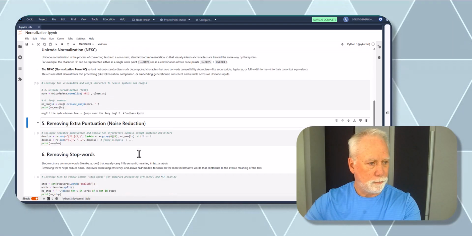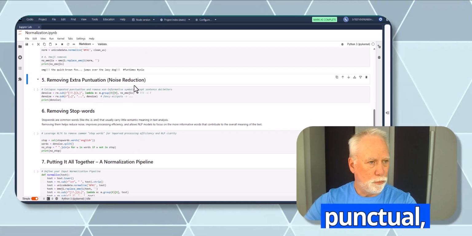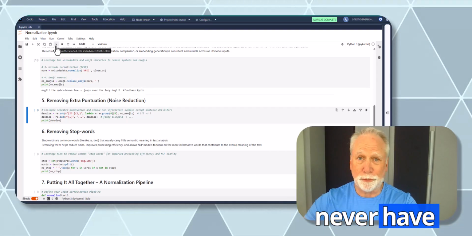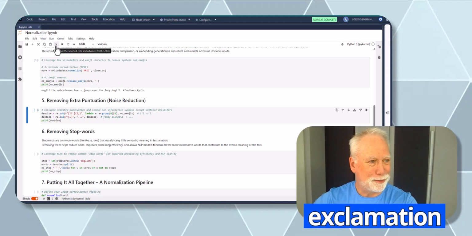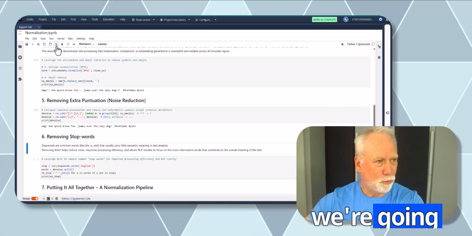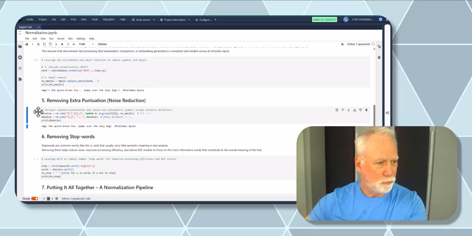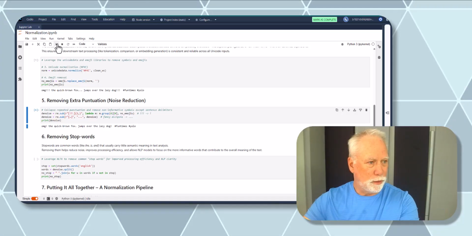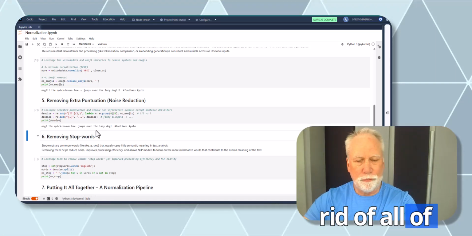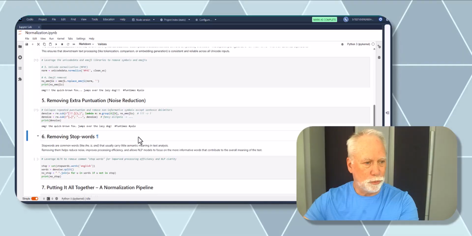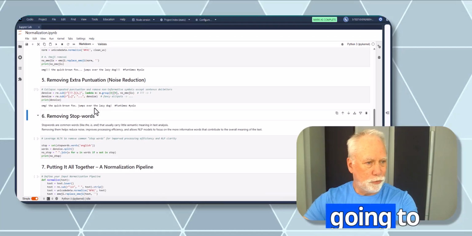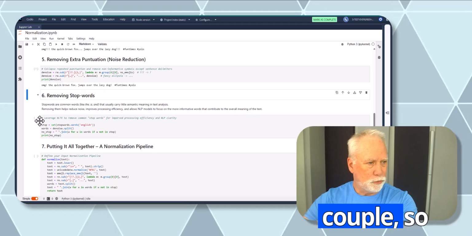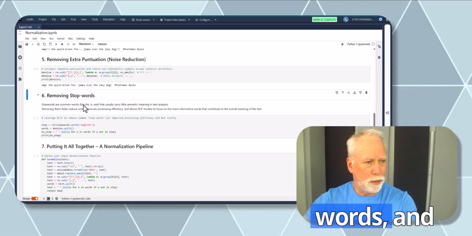The emoji's gone. And then we're going to remove extra punctuation, right? So we've got a lot of, somebody's very excited when they wrote this, a lot of exclamation points. So we're going to run this, and did I run it? I'm going to run it again. Run it and get rid of all the extra exclamation points. Now what we're going to do is get rid of the stop words, right? We don't need the word the and a couple of other things.